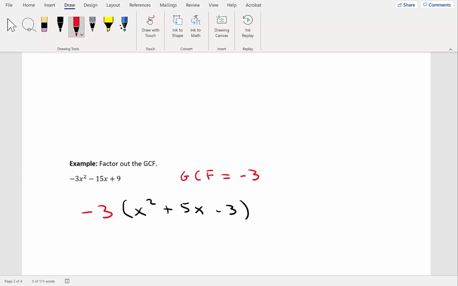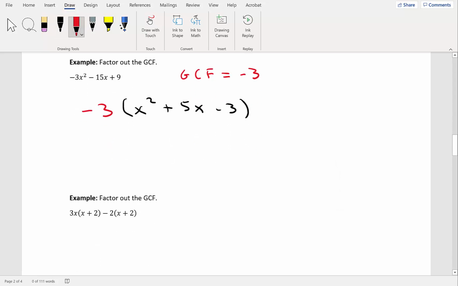Let's take a look at one more problem with the GCF. So factor out the GCF, we have 3x times x plus 2 minus 2 times x plus 2. So now with this particular problem, it's not just like one term that they have in common, but they have a binomial that they both have in common. Notice that they both have an x plus 2.